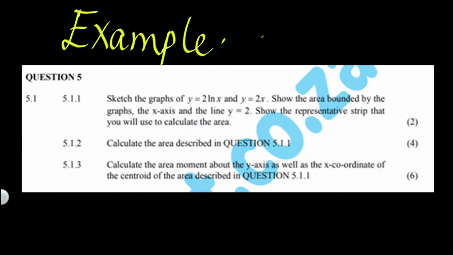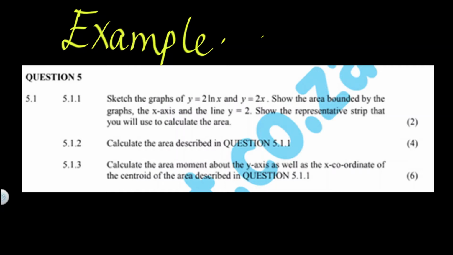So this is an example here. It's question 5. It says sketch the graph of y equals 2 ln x and y equals 2x. You're sketching these graphs on the same Cartesian plane and showing the area bounded by the graphs, the x-axis and the line y equals 2.